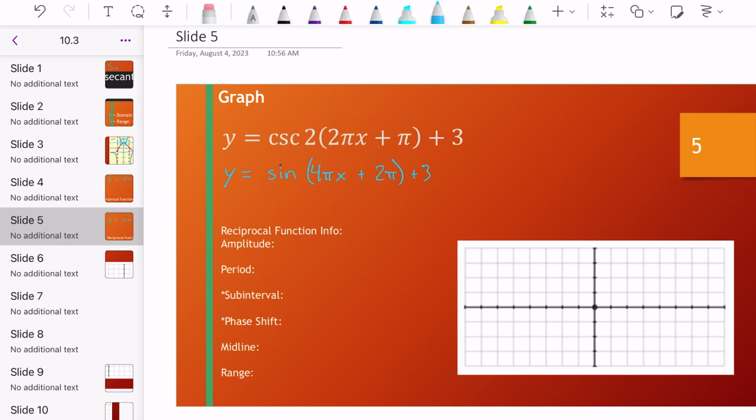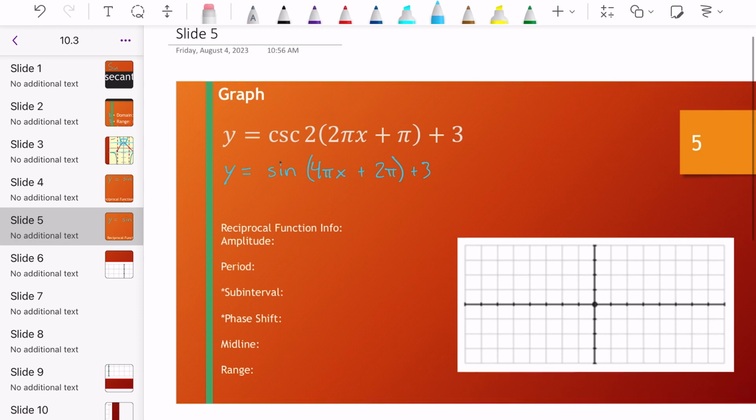You go ahead, work the left side the exact same way we have been doing. In this case, our amplitude is 1. Period is 2 pi over 4 pi. Keep in mind, pi over pi cancels out. 2 over 4 simplifies to 1/2. Our subinterval is 1/2 divided by 4. That will leave you with 1/8.